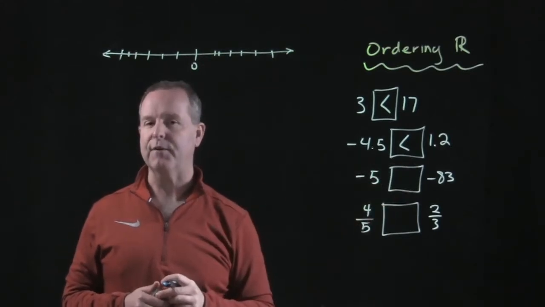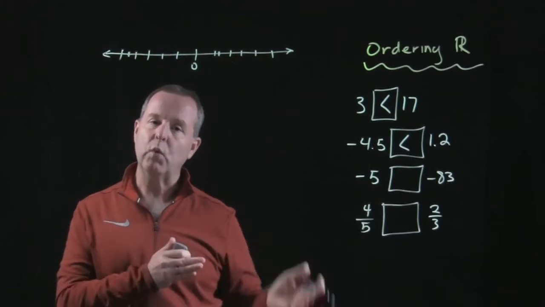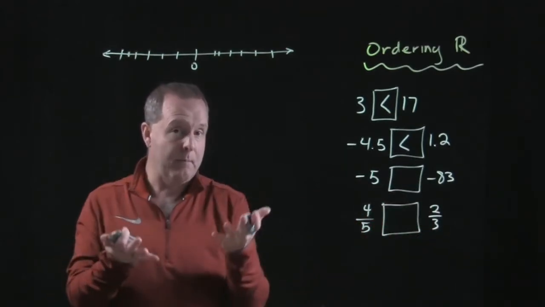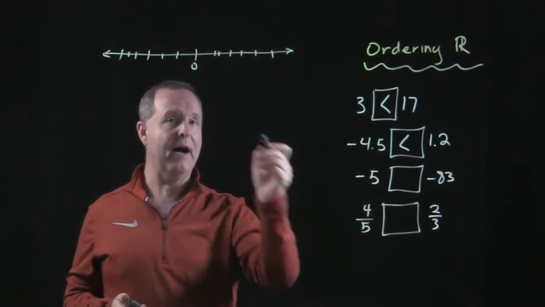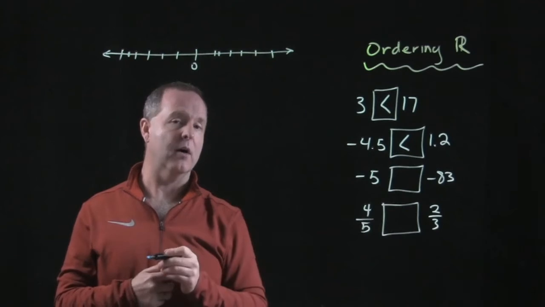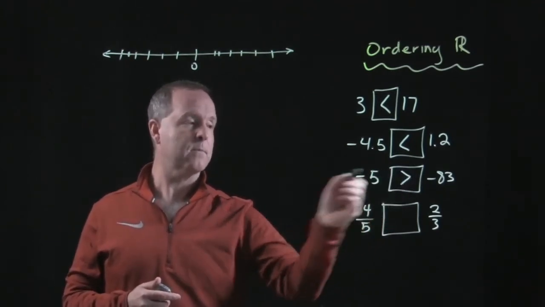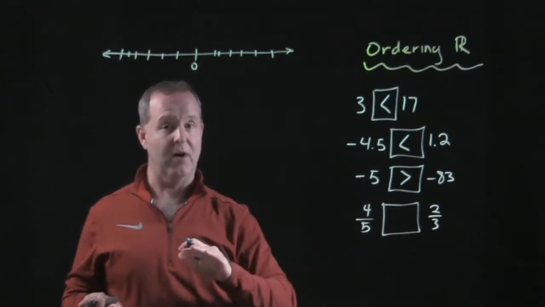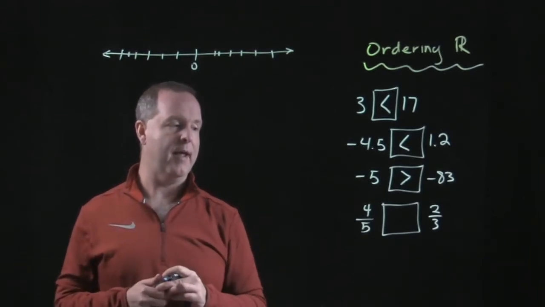Negative 5 and negative 83. On our number line, which number is greater than the other number? 83 has a greater magnitude, but it's in the backwards direction. So negative 5 is actually farther along on our number line. So negative 5 is greater than negative 83. I'd rather owe somebody $5 than owe somebody $83. 83 is a lot farther down.